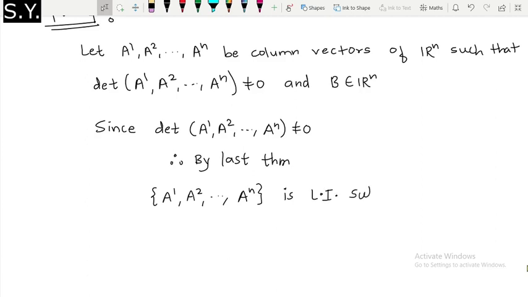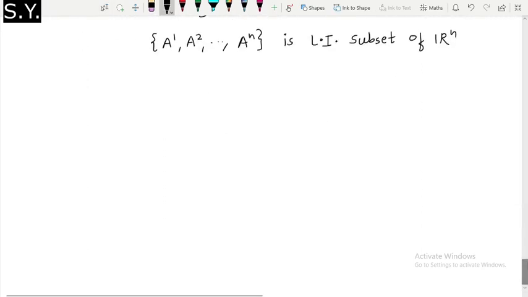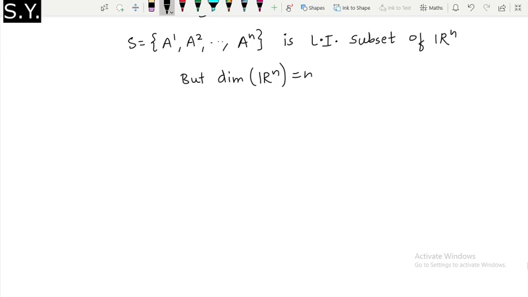Okay, remember it is a subset of what? R raised to n. But we already know the basis also. Okay, I will give some name to this set as S. S is a linearly independent subset of R raised to n, but dimension of R raised to n is n. Now since dimension of R raised to n is n and we are having one linearly independent subset of R raised to n which contains n vectors, therefore by the theorem that we have just recalled, we can say that this S is a basis of R raised to n.